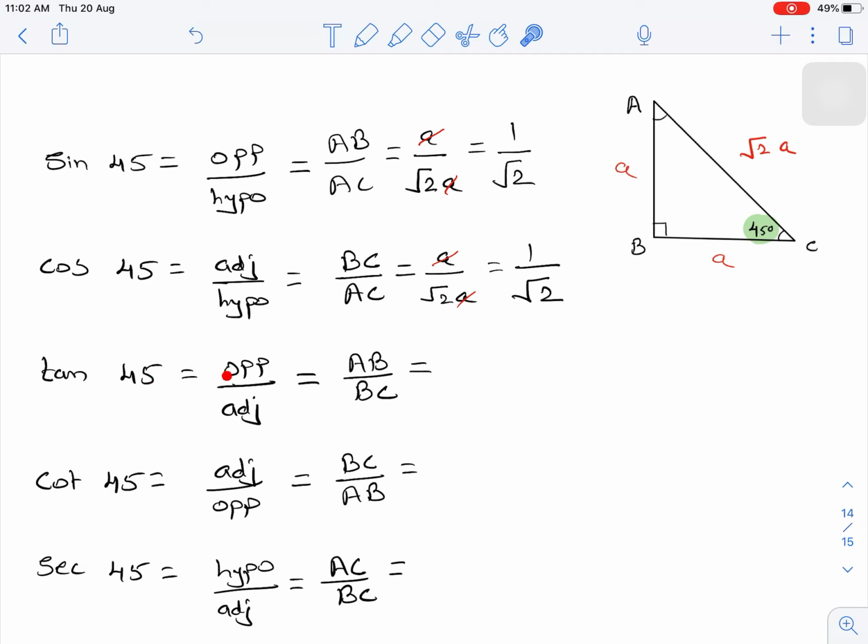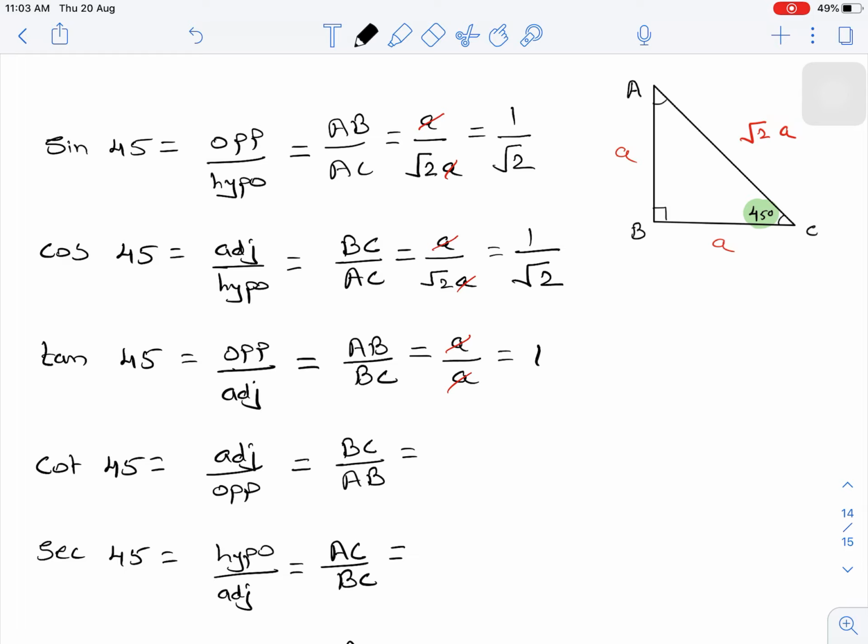tan of any angle is opposite upon adjacent. So for this angle 45, opposite side is AB, adjacent side is BC. Okay, so we have already written here AB upon BC. Now what is the value of AB? That is A. Value of BC is also A. So what you will get here? A upon A, so that equals to, now this both will get cancelled, so our final answer will be 1.